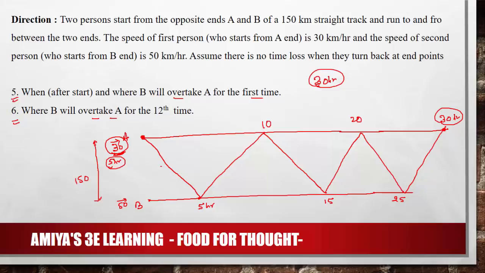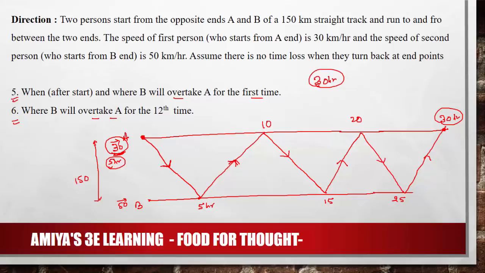Now plot it, and this one is the direction. A to B, B to A, then again A to B, then B to A, then A to B, then B to A. This is for the slower one with the speed of 30. Now we have to plot the speed diagram, or you can say the time-distance diagram, of the 50.